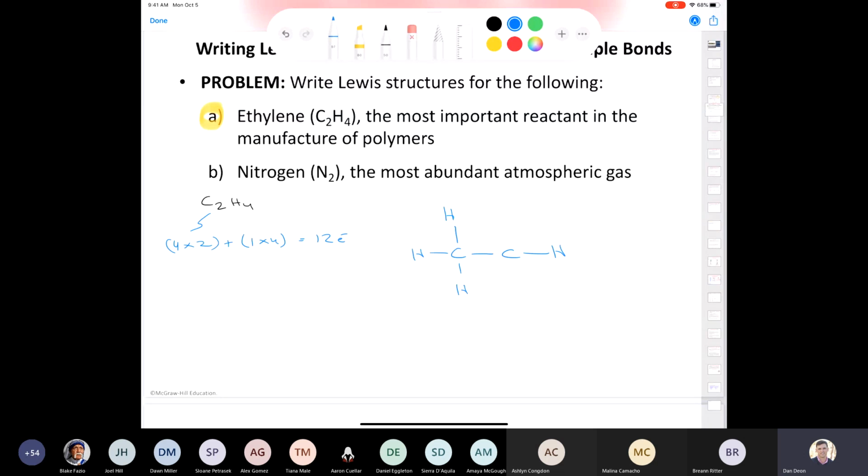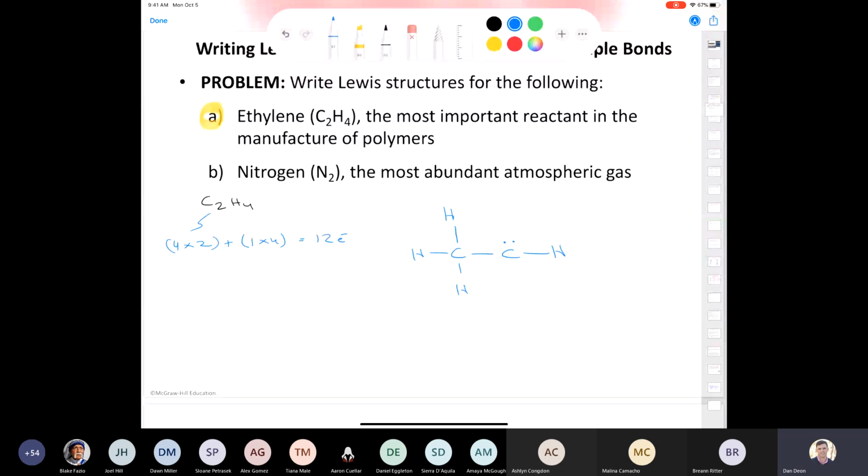But then how many electrons have we used up? We've used up 1, 2, 3, 4, 5, 6, 7, 8, 9, 10. And that means we've only got 2 electrons left. And this carbon does not have an octet. So let's put those 2 electrons there. Could anybody tell me what the problem is with this Lewis structure that I've drawn? And there is a problem with it. Can anybody tell me what the problem is here?